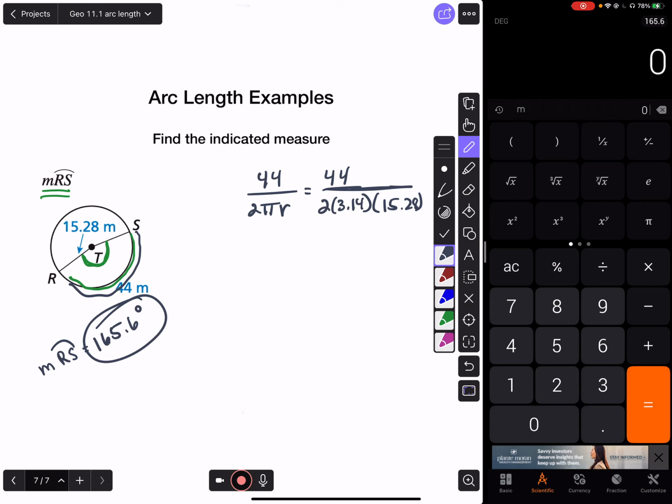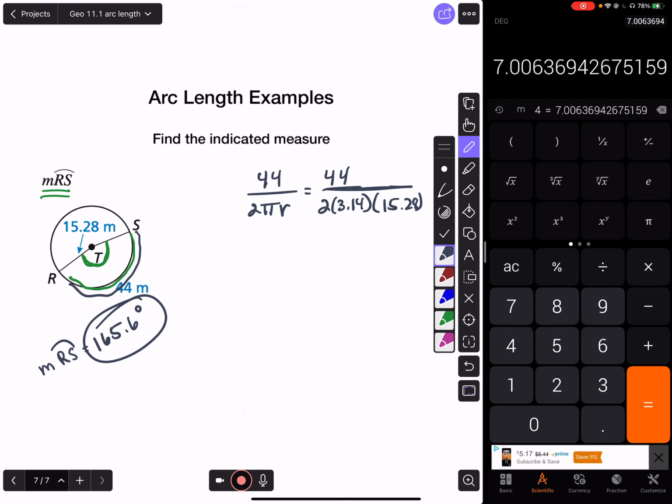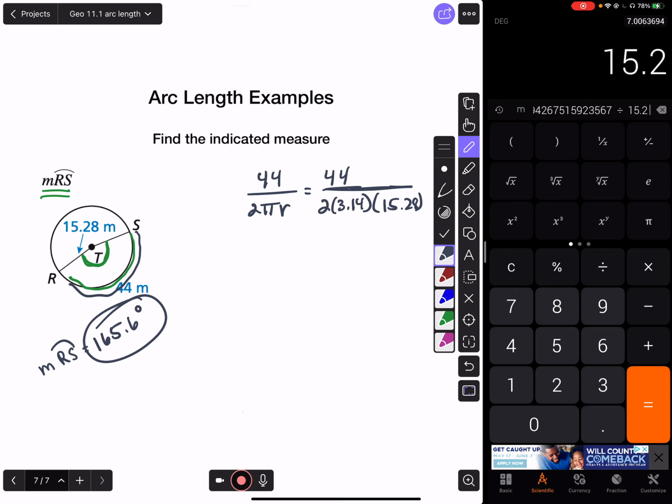Now when I do that on my calculator, I'd probably do it this way: 44 divided by, and we can divide these things out separately. I would divide by 2, get an answer. Then I'd divide out the pi, 3.14, get an answer. Then I'd divide out the 15.28. I don't think I typed in 15.28, so I'm going to do that again real quick. Regardless, that should be right now, 0.46.